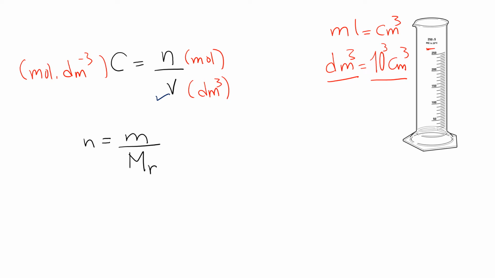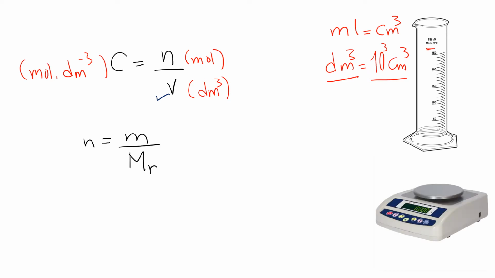Why are we using this formula? Because we have in the lab something called a scale, and this scale can be used to find the mass of any substance in grams. And of course, the molar mass can be calculated using the molar masses of the elements that make up this substance.